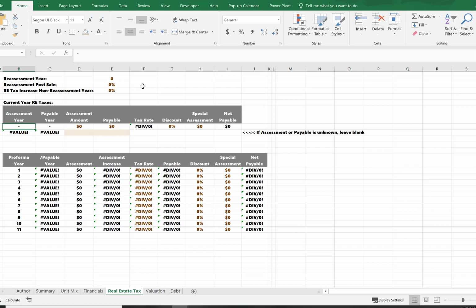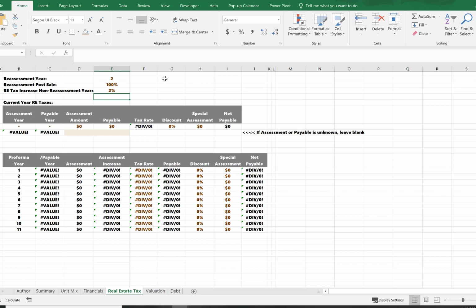So in Minnesota, the taxes would reassess in year 2. That's when you'd start to see the increase in taxes payable each year. And just to play it safe, I'm going to say that this property reassesses at 100% of the sales value. And then I'm going to type in for real estate tax increases for the reassessment years, 2%. So if the property is not reassessing, it's just going to be a 2% increase every single year.